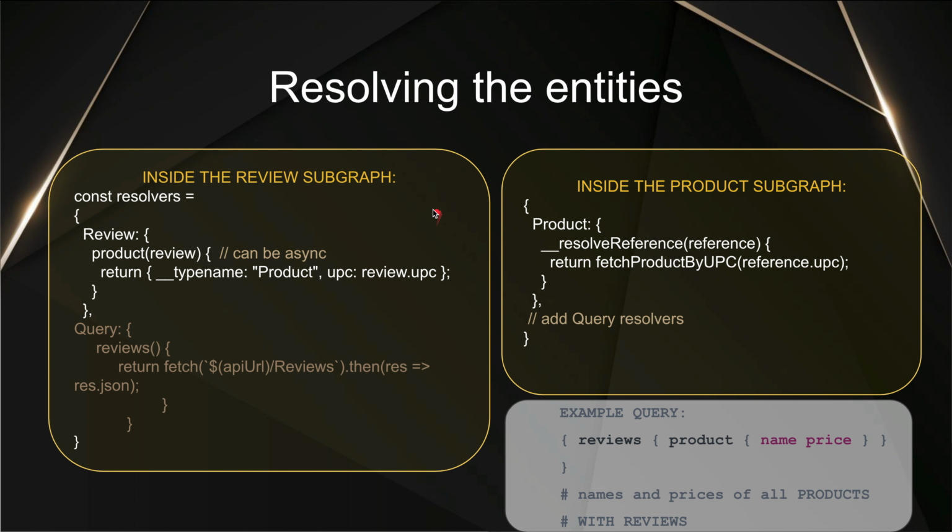Inside the product subgraph, we will have a product, and then we have this resolve reference function. This is not something you typically have in GraphQL, but it's something you have in Apollo Federation. What this says is that if you have a product and any reference passed to it and you want to get the product, the return type is just a product. So it gets reference.upc, and that would give you the product that's required by the review subgraph, and you'd be able to get the response for this query.